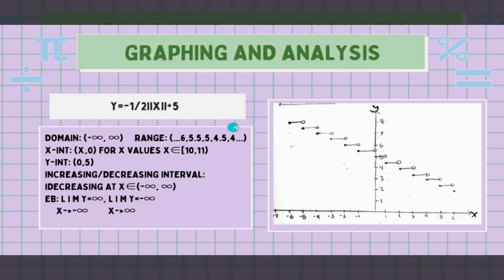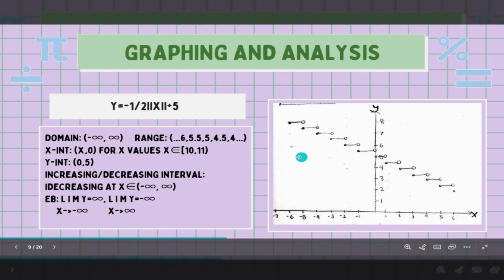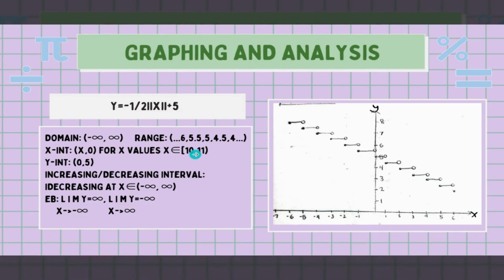This also reverses our increasing or decreasing interval. Now it is decreasing at all x values. Our x-intercept is again x, 0, where x is an element of all x values in which x is greater than or equal to 10 and less than 11. Lastly, our outputs are multiples of 1 over 2. There is no special symbol for it, so we must write the values individually.